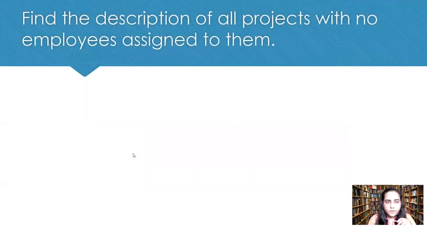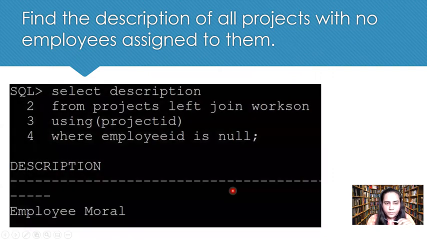The next query says, find the description of all projects with no employees assigned to them. So there are no employees assigned to these projects, and for those projects, I want to find the description. If you understood the previous query, you'll also understand how to do this one. It's very easy if you got the previous one. In this case, we want descriptions of projects which are not assigned to anybody. So again, you have to take a left outer join to get this information.